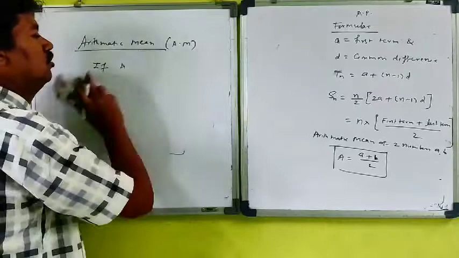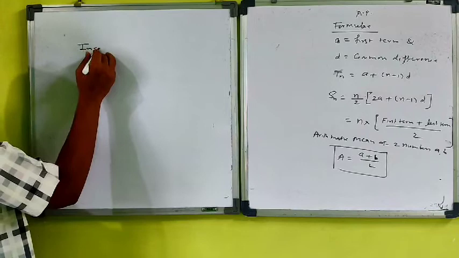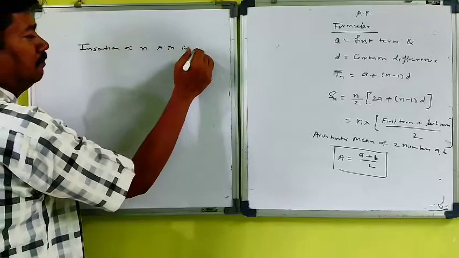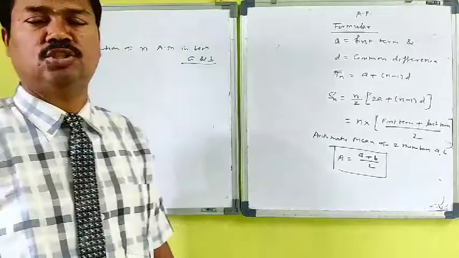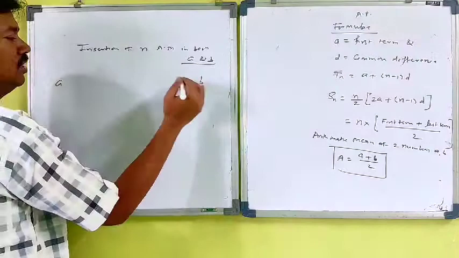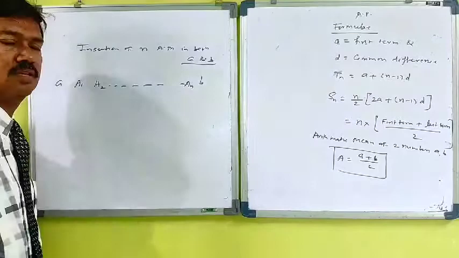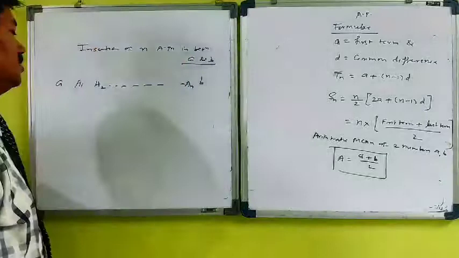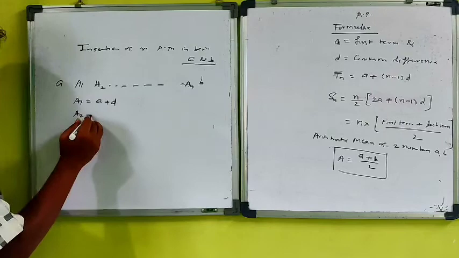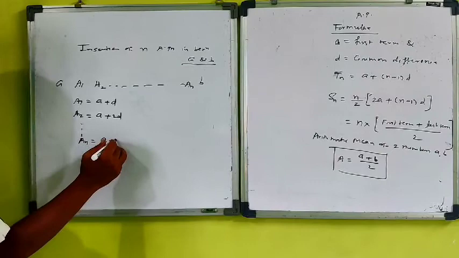Then, insertion of n arithmetic means between a and b. What is the meaning of this? Insertion of n arithmetic means between a and b means a and b are two numbers, and we insert arithmetic means between them. So the first term is a, the next term A1 will be a plus d, A2 will be a plus 2d, like this An will be a plus nd.